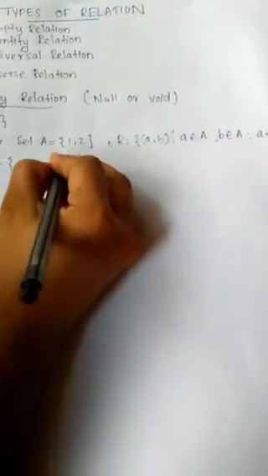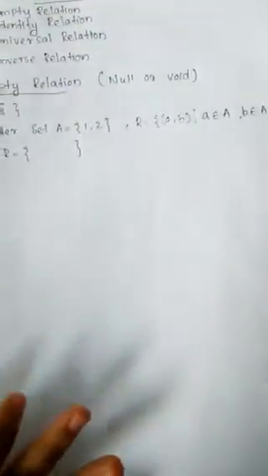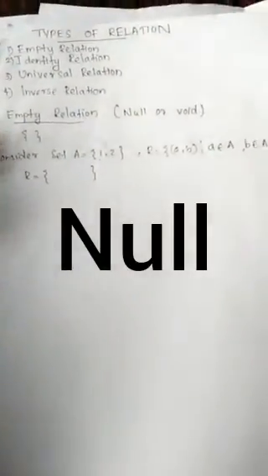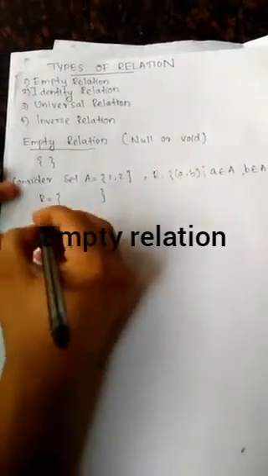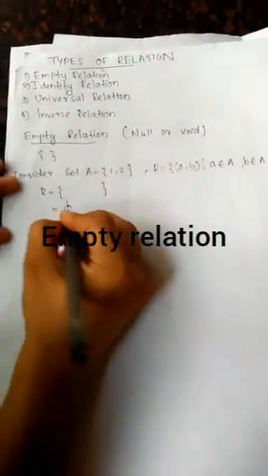Here, what is the relation? When we write it in roster form, we do not have any pairs at all. That is, we get zero elements in the relation. So this type of relation is described as an empty relation. It is represented using the notation phi. This is the empty relation.